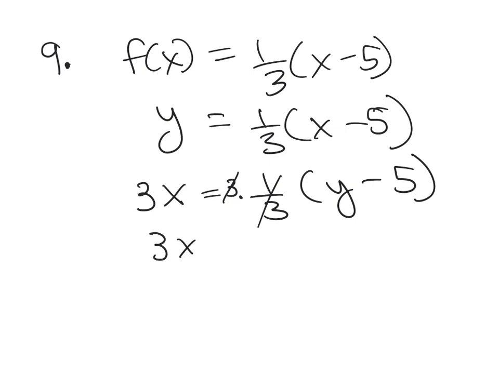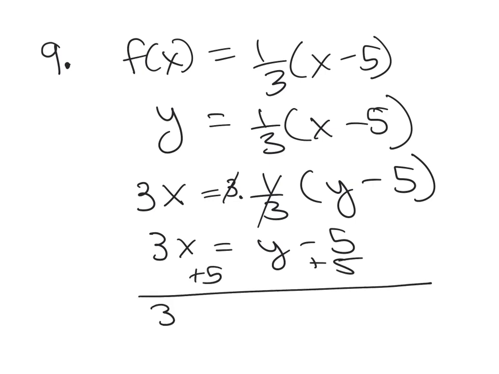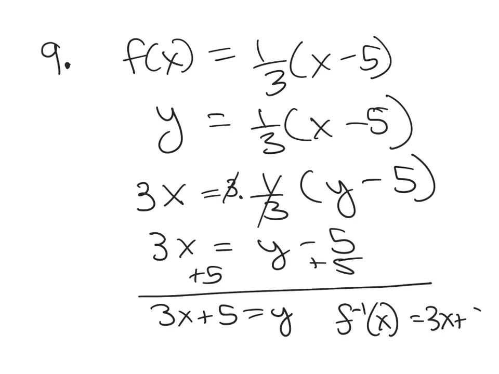So I got 3x equals y minus 5. Now add the 5 to both sides. And I have 3x plus 5 equals y, equals f of x. So f inverse of x is equal to 3x plus 5. This little negative 1 up here for function notation means inverse.